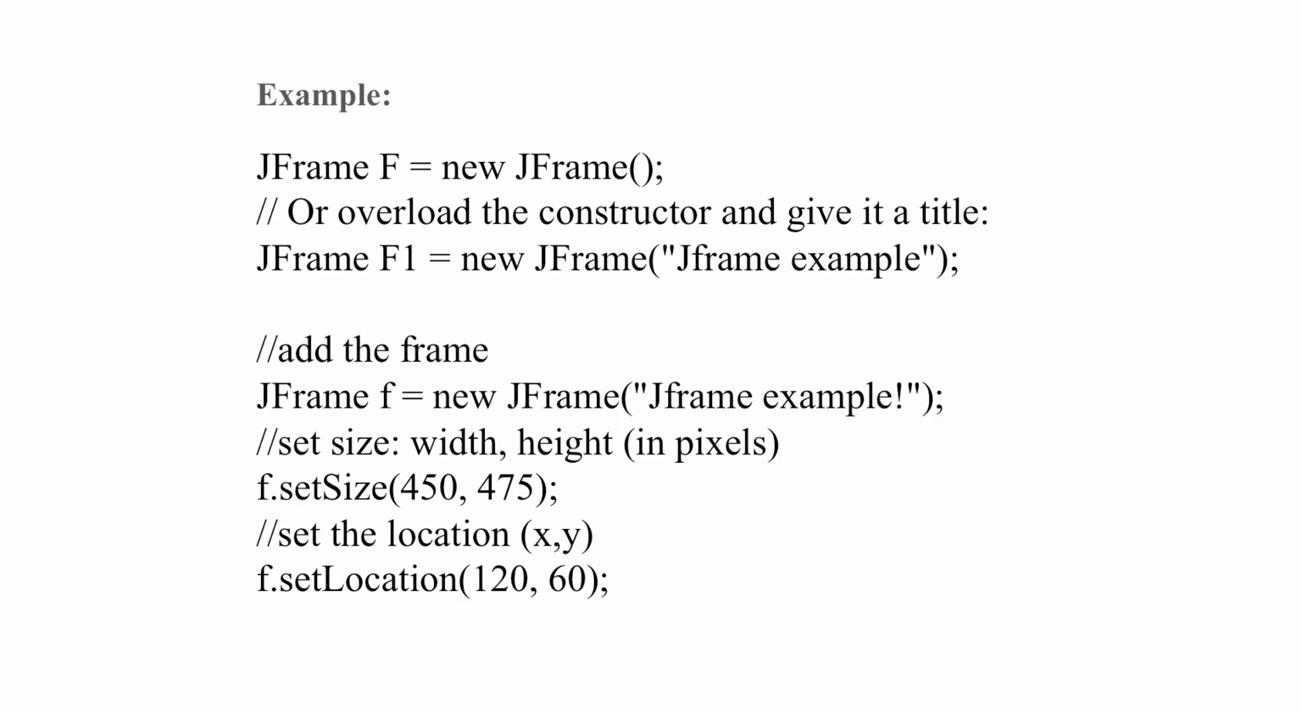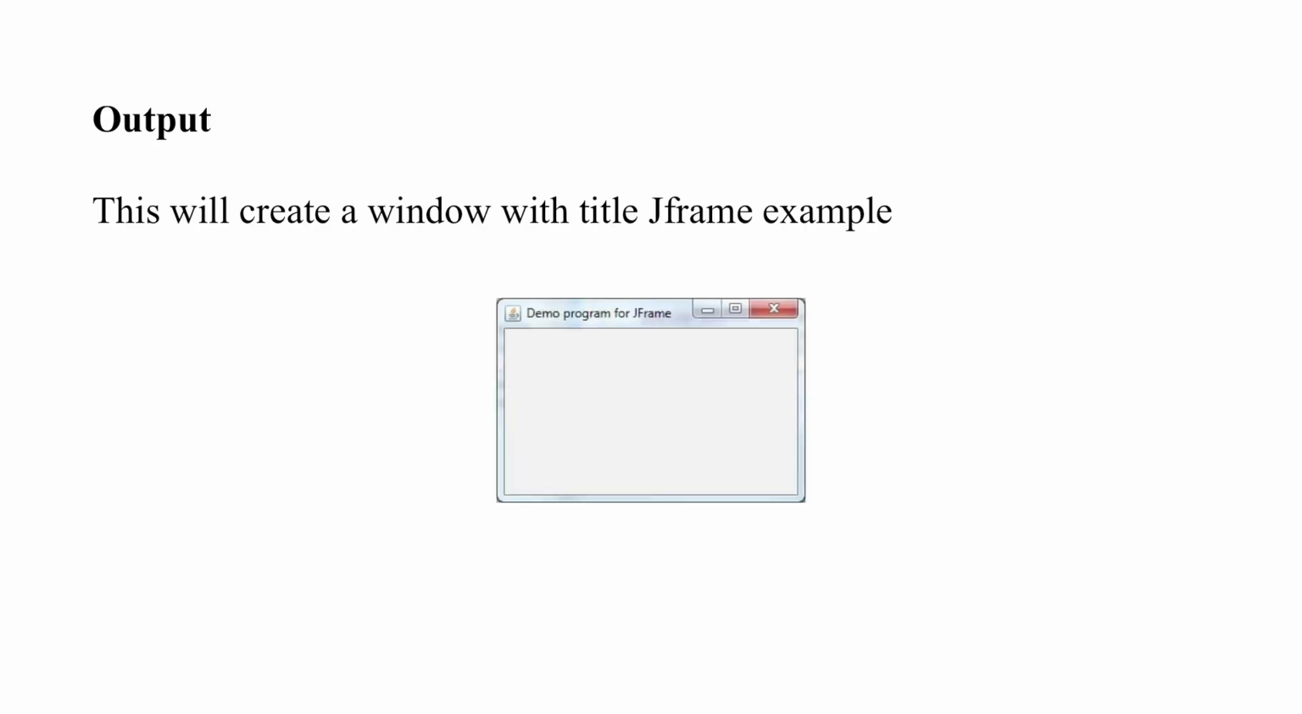For example, JFrame f = new JFrame("JFrame example"). We are adding one more frame, then we are setting its height, width and location. Now this will return a window with the title JFrame example.